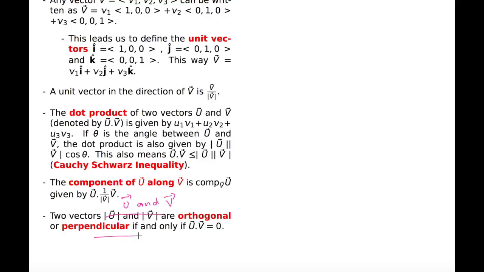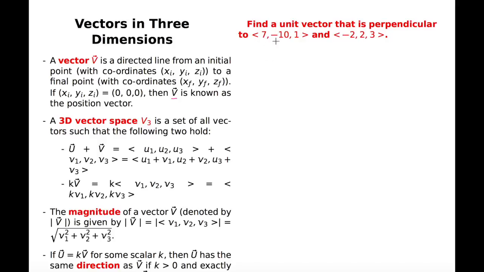So we are going to do an example using this property, and the question looks like this. We have to find a unit vector that is perpendicular to this vector and this vector both. Okay, so let's get going here. Let the vector be x, y, and z. Then this x dot product with (7, -10, 1) is equal to 0, and x dot product with (-2, 2, 3) is equal to 0, because this x vector is perpendicular to both of them. Correct?